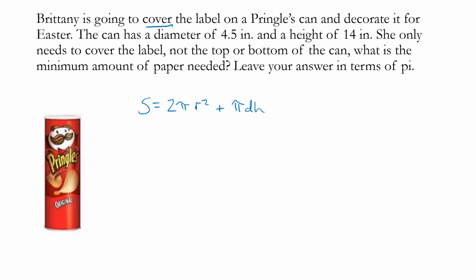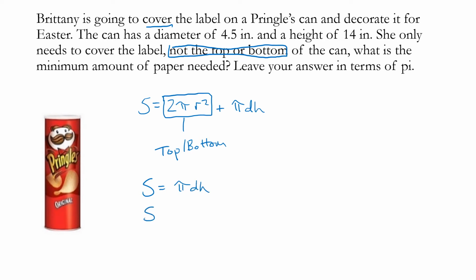Now thinking about this, that 2 pi r squared is talking about the top and bottom circles. And in this case, it says we're not covering the top or bottom. So we actually don't need that section of this. So we don't need that 2 pi r squared, we just need the pi dh part. So in this case, we have our pi, we have our diameter of 4.5, and we have our height of 14. And pi times 4.5 times 14, we'll get 63 pi.